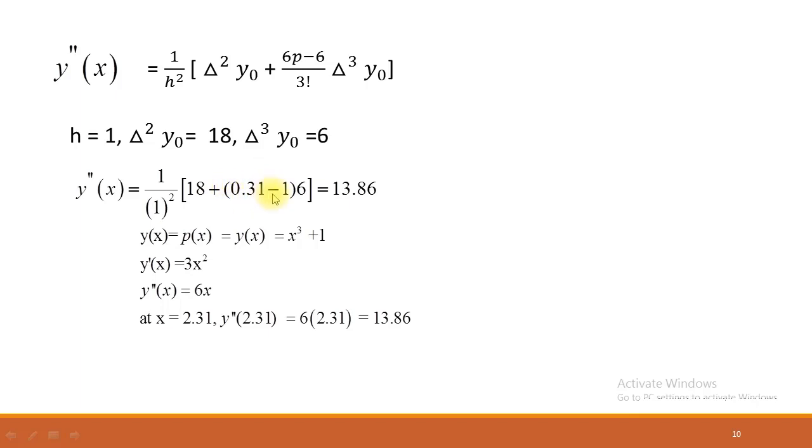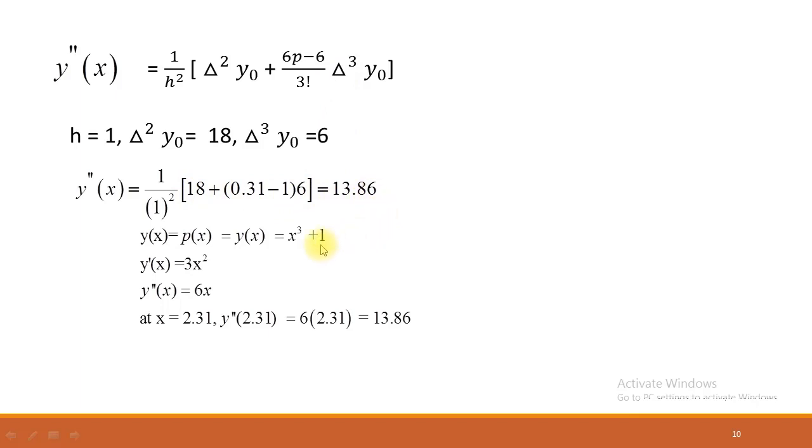plus (0.31 minus 1) into 6, and the result is equal to 13.86. So the second order derivative of the function at x equal to 2.31 is 13.86. Cancel the common 6 from this expression, since 3 factorial means 6, so with this 6 we get p minus 1. The value of p is 0.31, so (0.31 minus 1) into the value of delta cube, which is 6, and then after simplification we get 13.86.